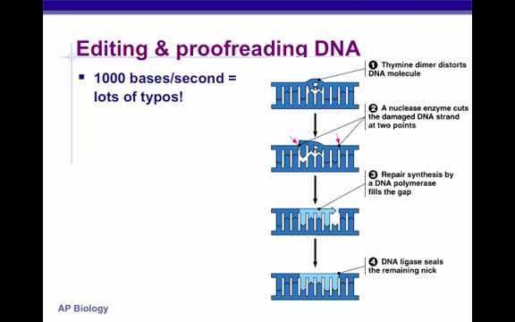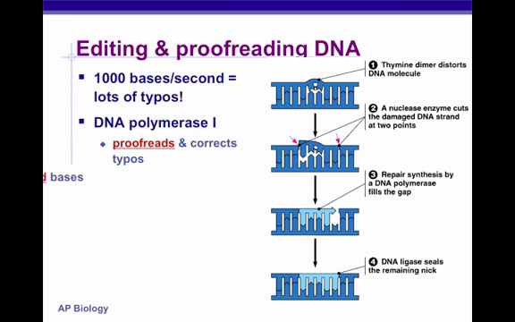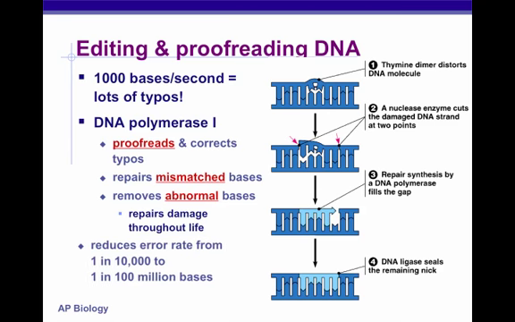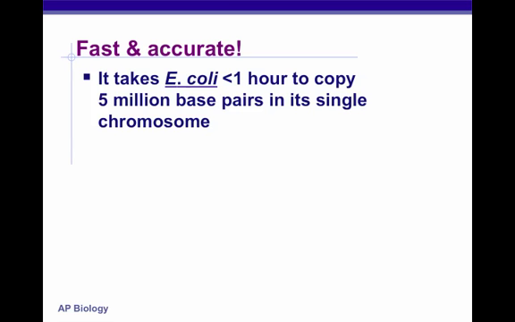So there's 1,000 base pairs a second, and you're going to end up with lots of typos, such as the thymine dimer. So the DNA polymerase 1 proofreads and corrects the typos, and it repairs the mismatched bases. And this removes the abnormal bases, and it repairs damage throughout life. So this reduces the error rate from 1 in 10,000 to about 1 in 100 million bases. So it's fast and accurate.